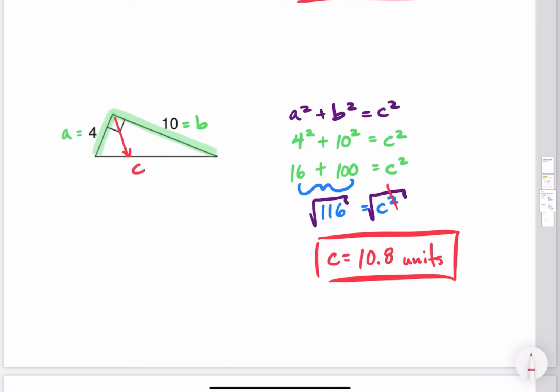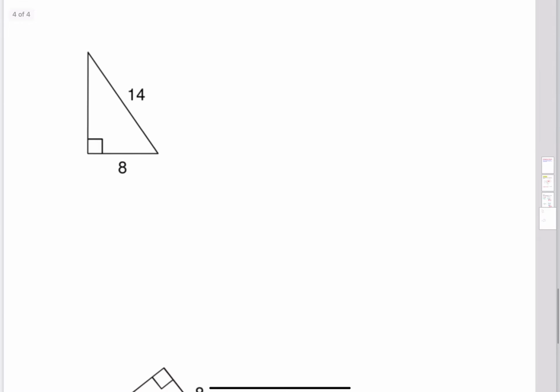So that wasn't too bad. Let's go ahead and try this next one. This next one is slightly different. Can you tell what's the difference?